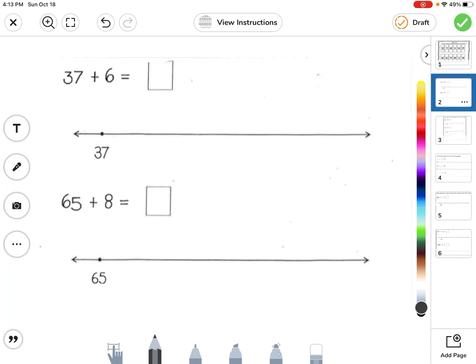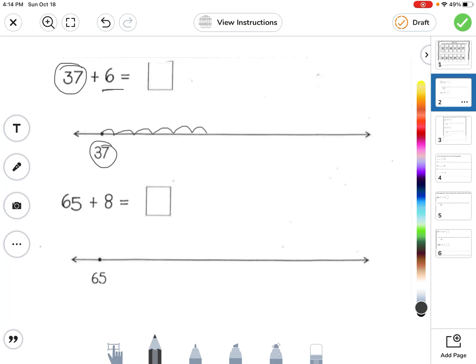When we use our open number line, we're going to start with our higher number, our higher add-in. So 37 is our greater add-in, and that's where we're starting. And then I'm going to look at making jumps and hops of 10 and 1 to add in my other add-in. Well, the other add-in is just 6, so I'm not going to make any jumps of 10, but I am going to make 6 hops of 1.